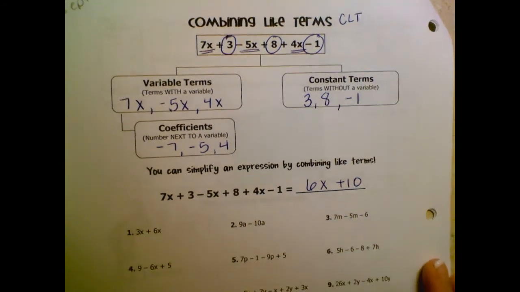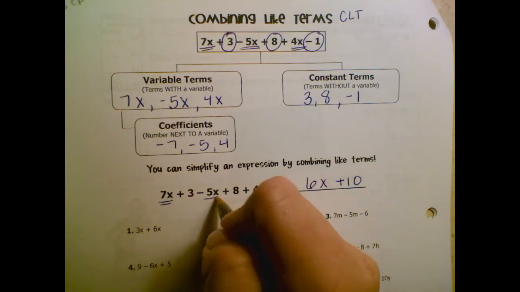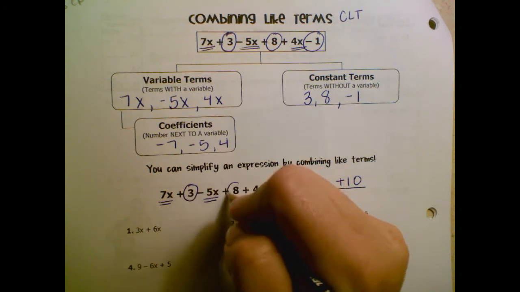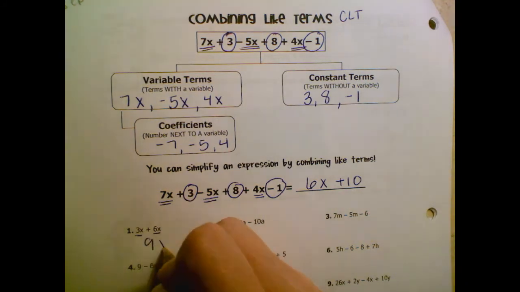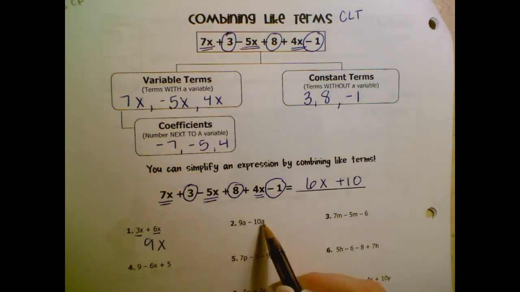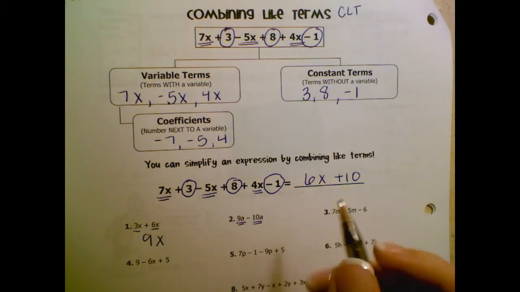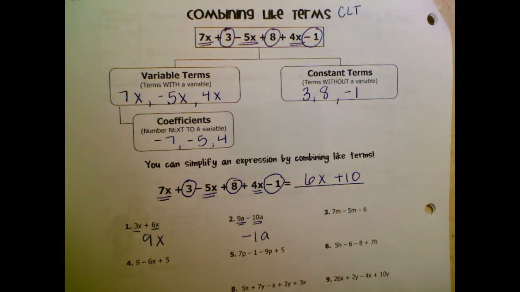Throughout the course of the year, anytime that we are combining like terms, I will underline things that are the same, and then I will circle other things that are the same. So this 3x and the 6x are the same, so 3 plus 6 gives me 9x. These both have an a, so I can combine them. So 9 minus negative 10 gives me negative 1. And then I just stick the a on the back.